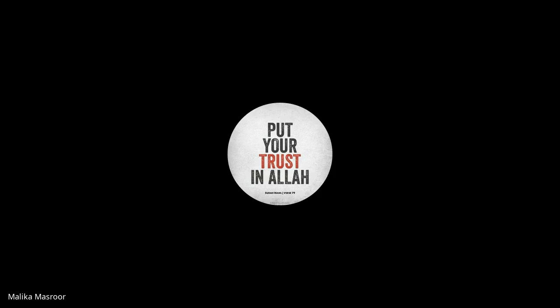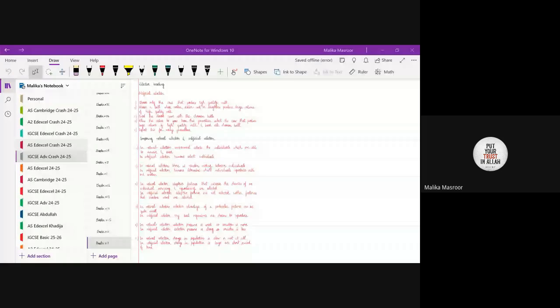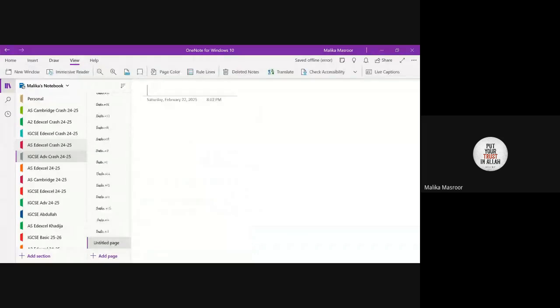Okay, so last class we finished off with chapter number 17. Today we're going to start off with chapter number 18, that is organisms and their environment. Chapter number 18.